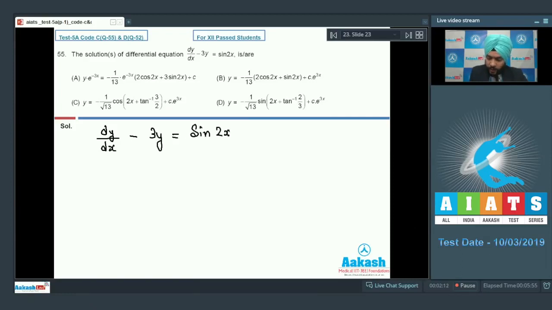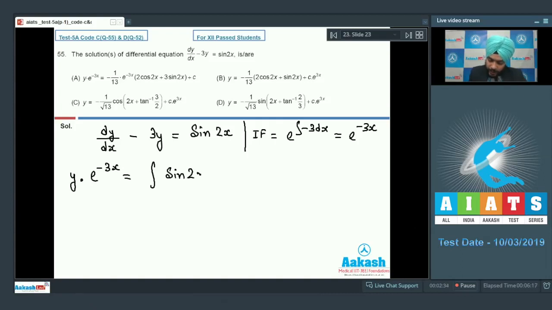Students, what happens over here? Integrating factor is e raised to the power integration of p dx. So integrating factor is simply e raised to the power integration of minus 3 dx, and that is e raised to the power minus 3x. So if you write down the solution of the linear differential equation, y into the integrating factor is equal to integration of q, that is sine 2x, into the integrating factor e raised to the power minus 3x, plus constant of integration.